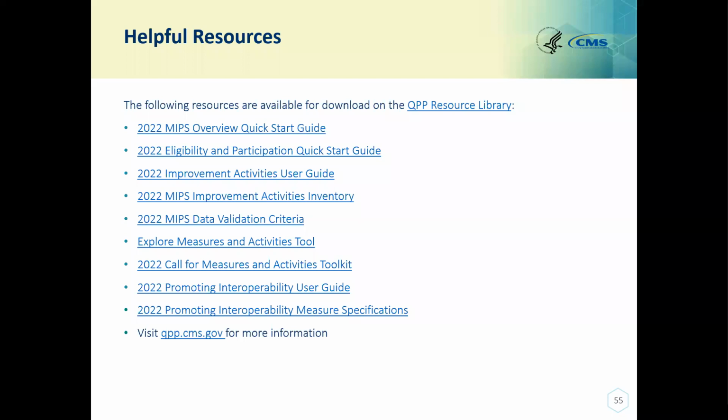And then a lot of other resources that we've talked about today are more deep dive performance category guides, as well as where to find our inventory for improvement activities, and our data validation criteria. There's a link on here as well to our Explore Measures and Activities tool that's found on the QPP website, to encourage folks to check out these different resources to get more information about improvement activities and promoting interoperability. Again, our website is linked here at the bottom.